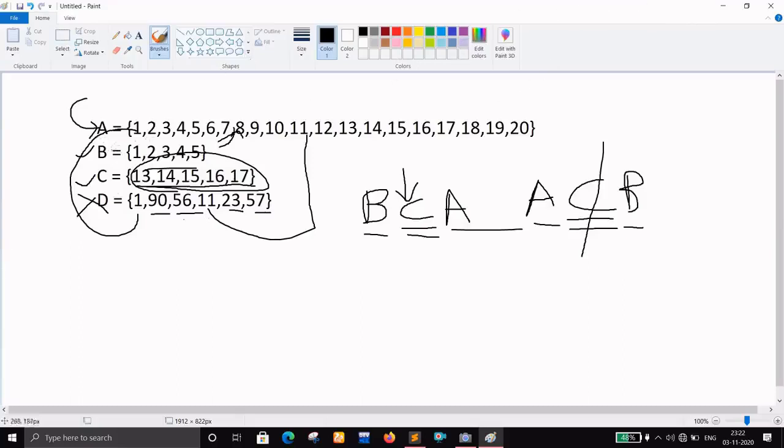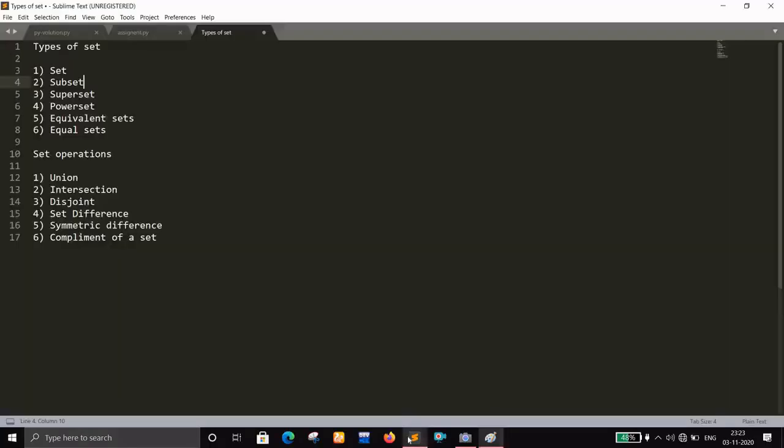If one set contains all the elements which are present in another set, it is the subset of that set, right? That's the concept. Now the next concept is superset. So the concept of subset is clear, I guess. Now let's move on to superset.